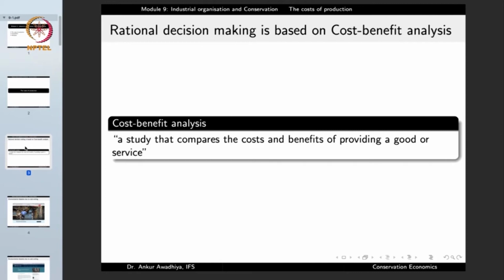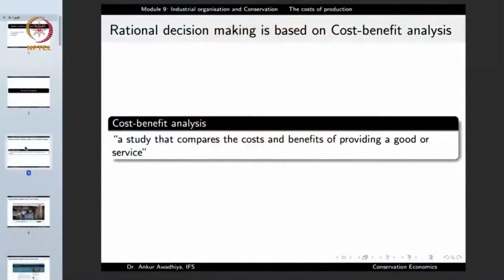Now, in economics, we say that people make rational decisions, which means that people take into account all sorts of information that they can have access to and they process that information to maximize their benefits. That brings us to the topic of cost benefit analysis. Rational decision making is based on cost benefit analysis, which means a study that compares the cost and benefit of providing a good or service.